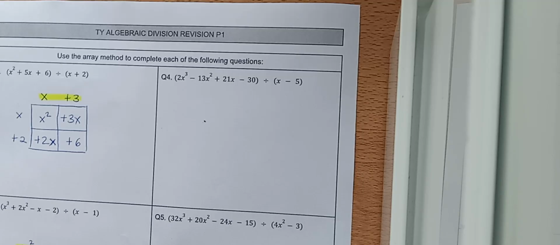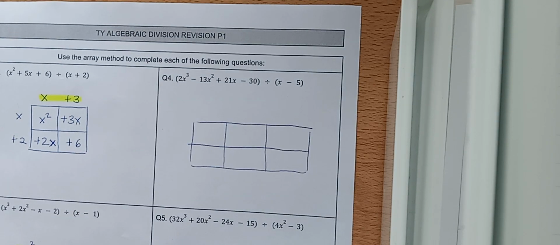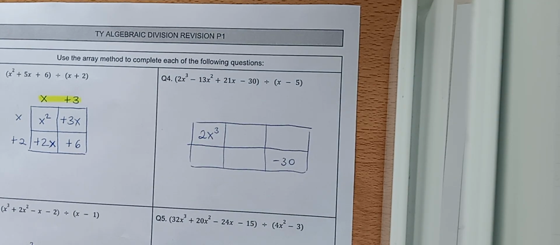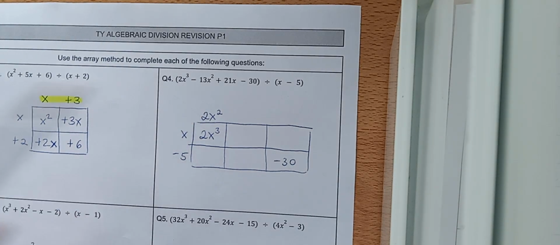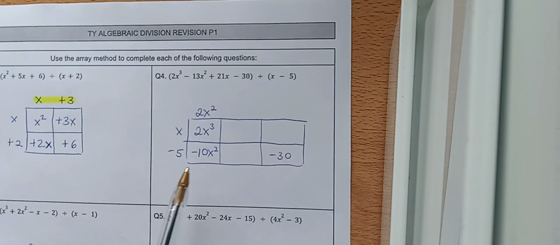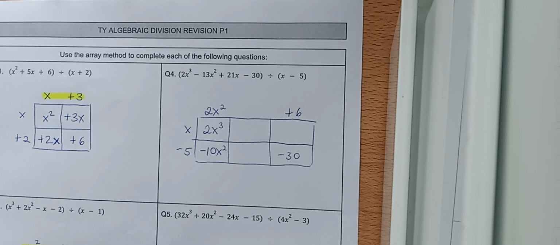Okay, up to question 4 then. Again, another cubic. I've got 6 boxes. I'll fill in the first and last. X minus 5 on the outside. That means 2x squared up here on top. I can fill in minus 10x squared in the bottom box. Looking across now, I've got minus 5 into minus 30 goes plus 6 times. Then I can fill in plus 6x.